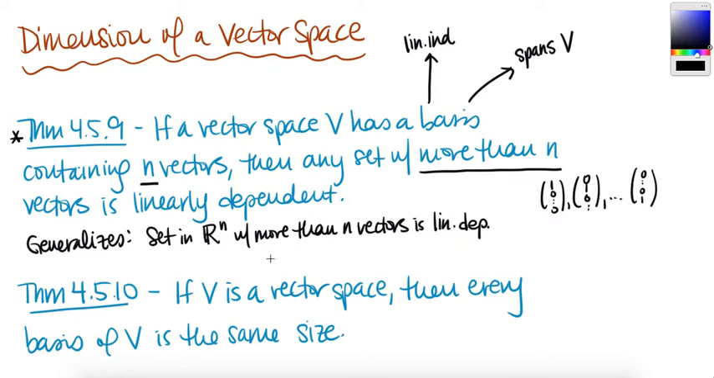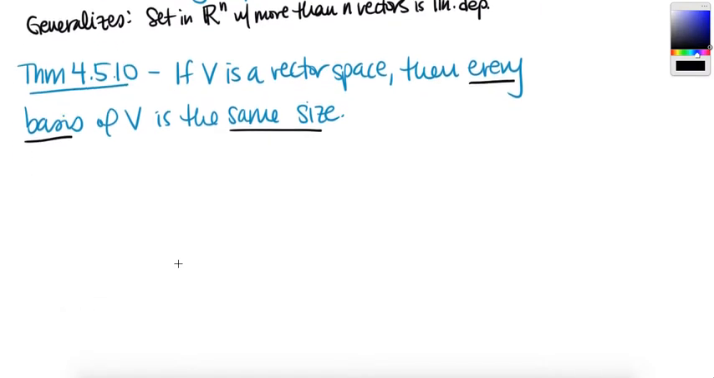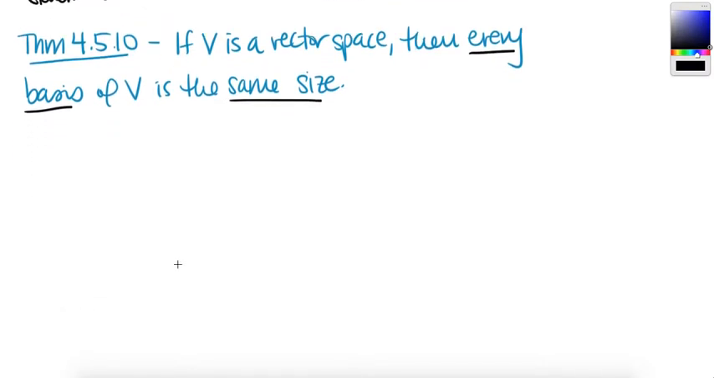All right. Now let's go ahead and talk about this next theorem, 4.5.10. If V is a vector space, then every basis is the same size. We did not prove this first theorem. We are going to prove this one. Whenever you're trying to prove that every type of mathematical object has a property or that some type of mathematical object is unique, often what you can do is suppose there's two and show that they have to be the same.